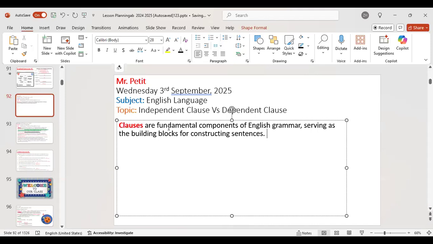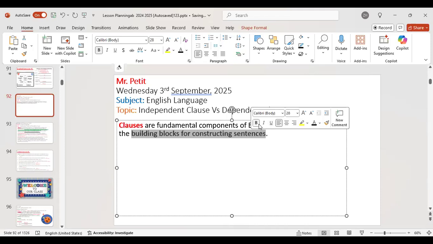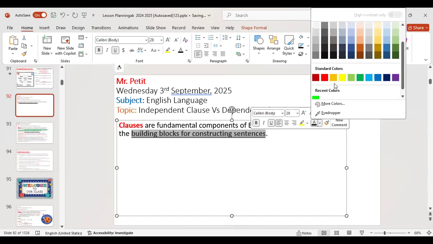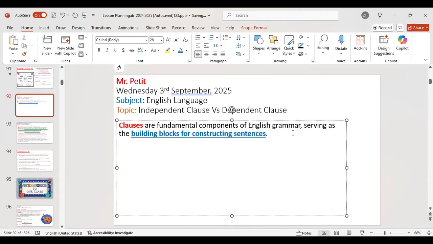Okay, so these are the building blocks for constructing sentences. If you want to build a sentence up, you're going to need to use clauses. It's impossible for you to have a sentence without clauses. All right. So there are different types of clauses.